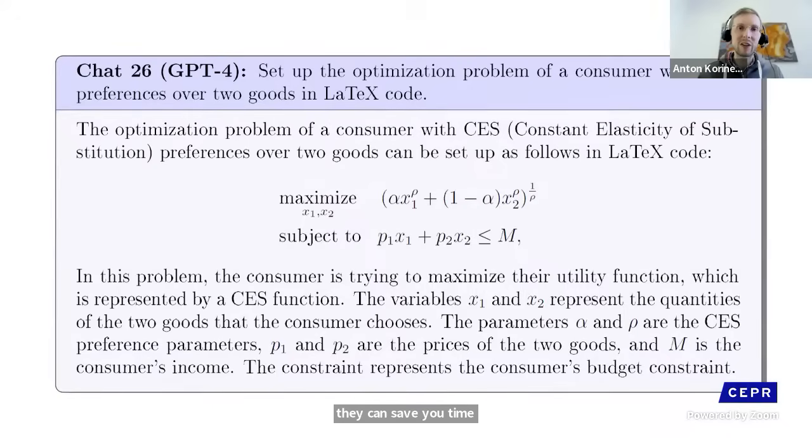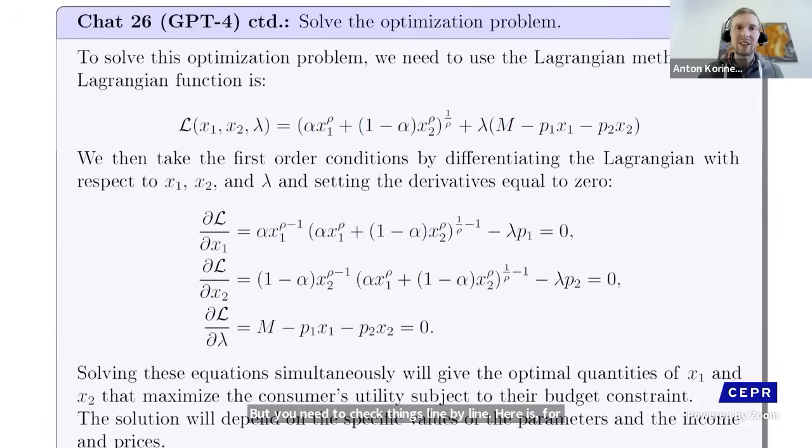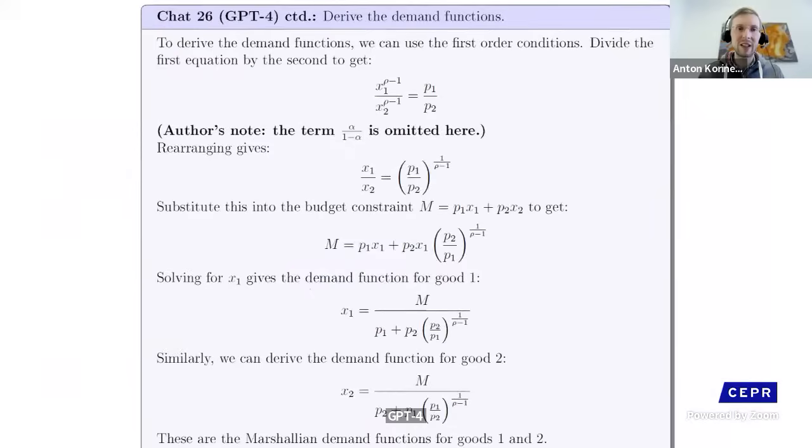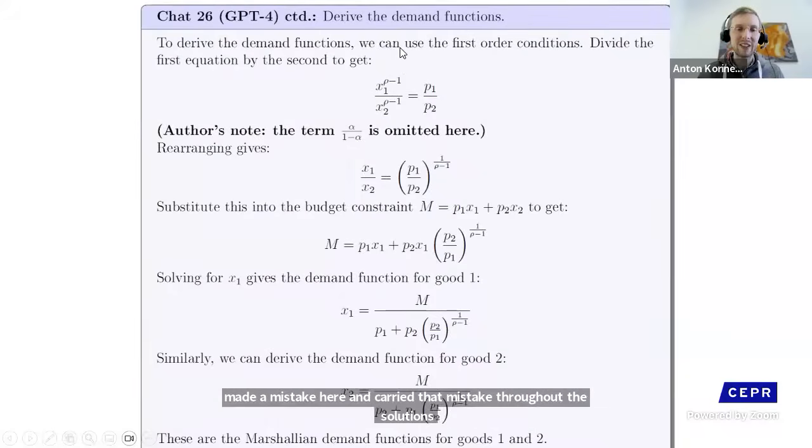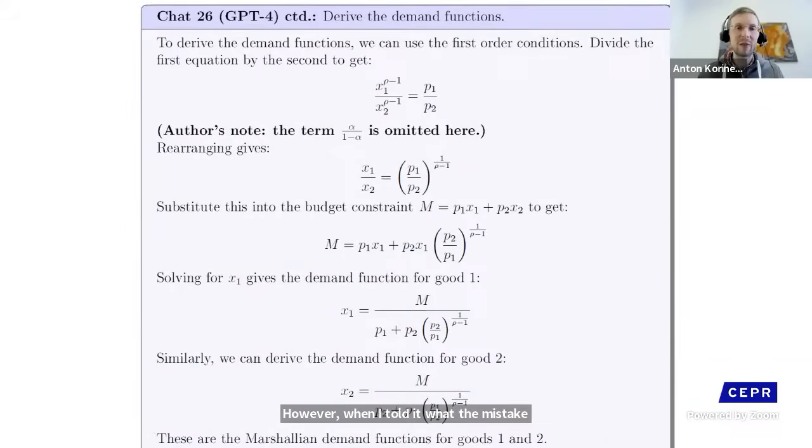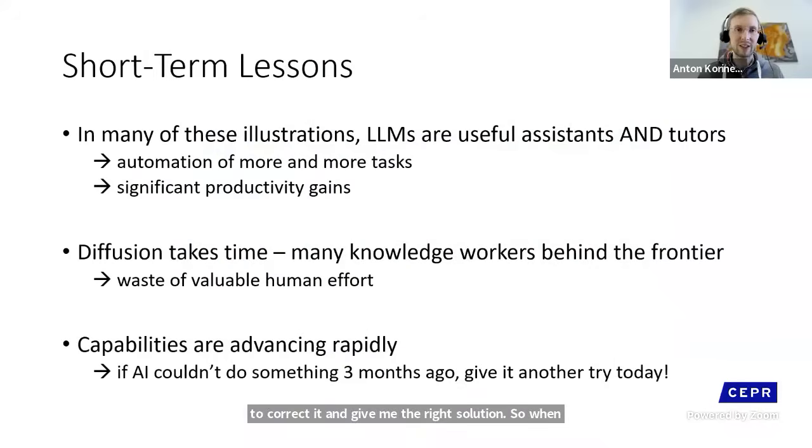Here is, for example, an optimization problem with CES preferences. GPT-4 managed to take the first order conditions correctly, but when I asked it to derive demand conditions, it made a mistake here and carried that mistake throughout the solutions. However, when I told it what the mistake was, it managed to correct it and give me the right solution. So when you do mathematical derivations, it's really crucial that you check the results.